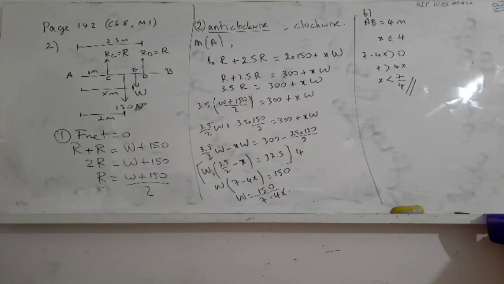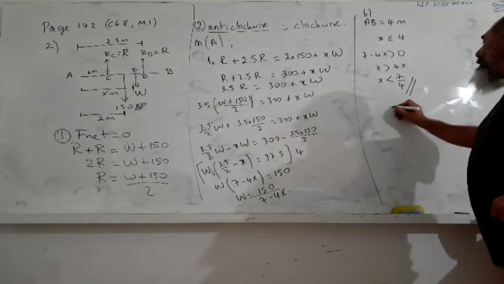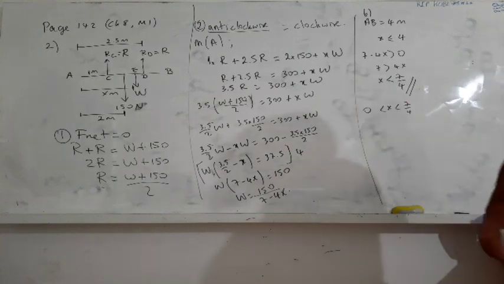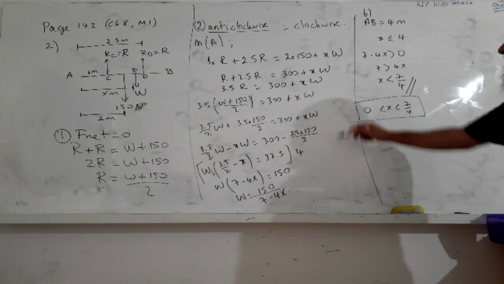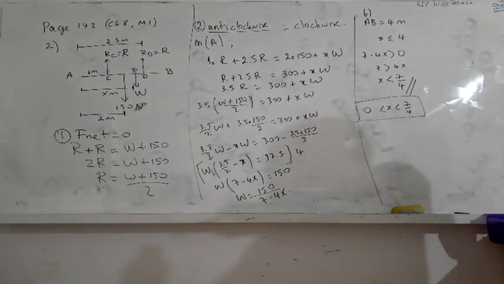So let's have a proper answer for this one. x is less than 7 over 4, because it's a length, it must be greater than 0, of course. This is how we write the answer for x. Maybe at point A, so yes, it can be 0 as well. It can be on point A as well, so x can be 0.